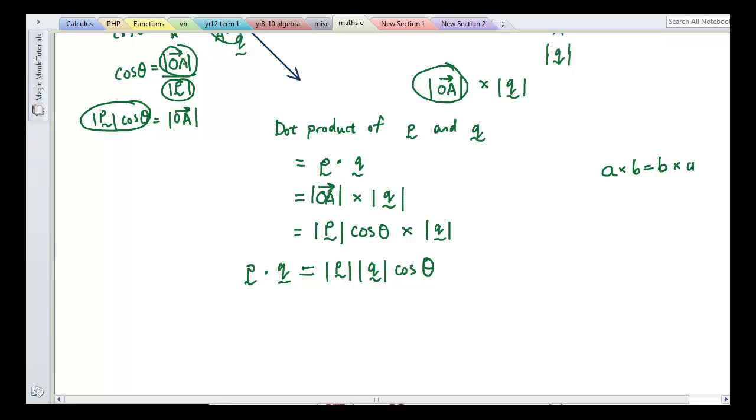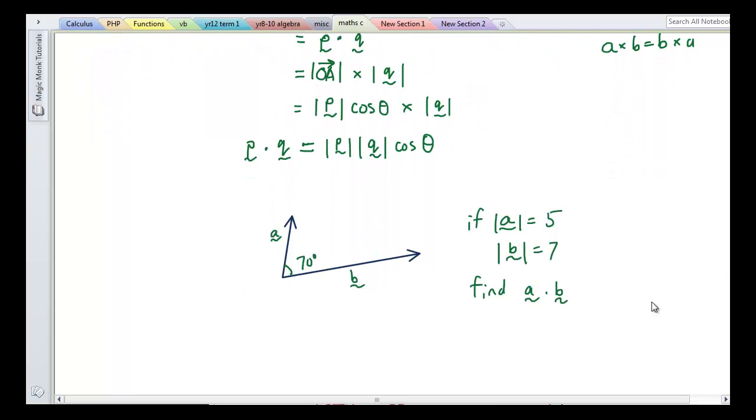Okay, so let's try and find the dot product of two vectors. It's quite simple. So have a go at this question here. I have two vectors, vector A and vector B. The length of vector A is 5 units. The length or the magnitude of vector B is 7 units. Find vector A dot vector B. Okay, have a go at it, come back when you're done.